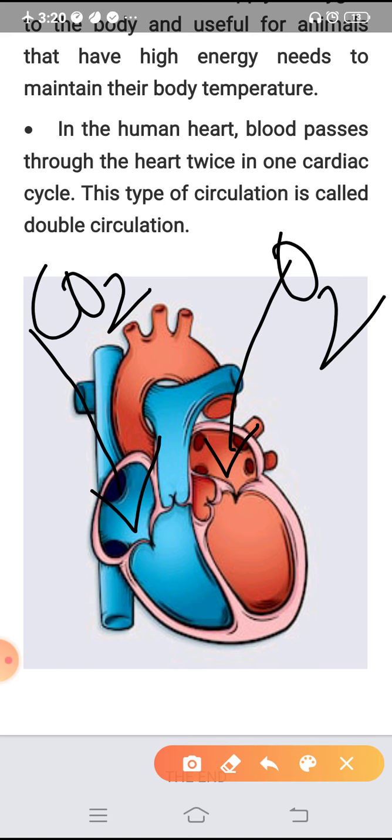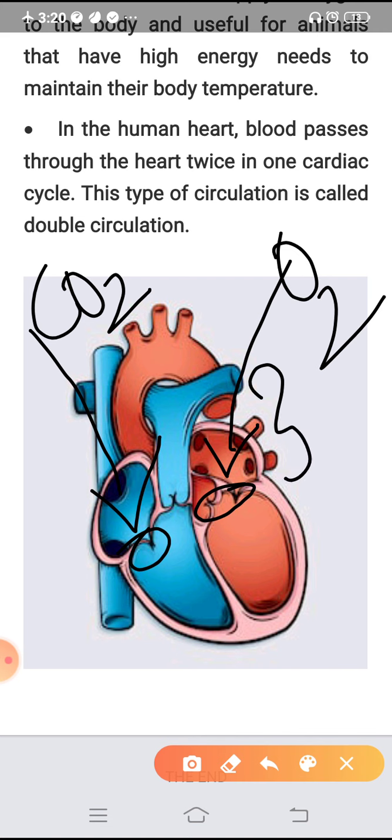As a result, what happens? The auricles are in the relaxation state. Once the auricles are completely filled, they try to contract. As a result, as I told you, the bicuspid valve and the tricuspid valve start opening, because when something pushes from up, the bottom will open.